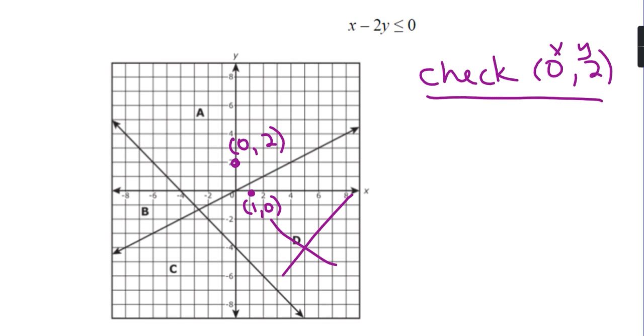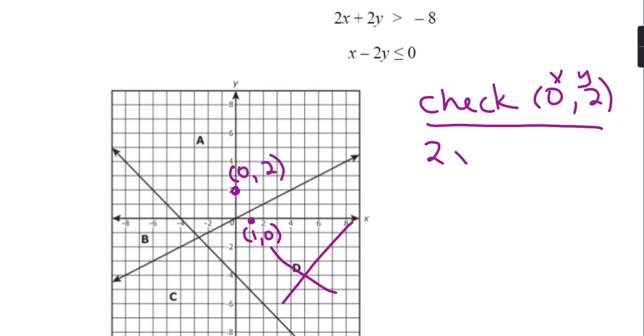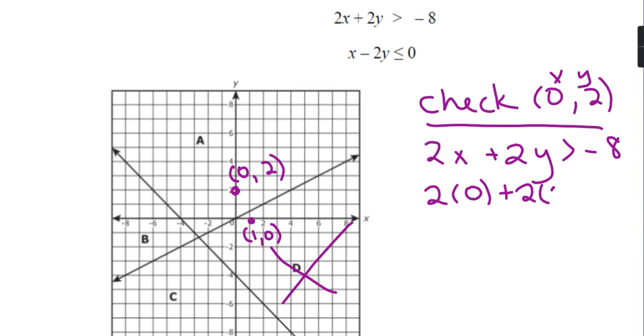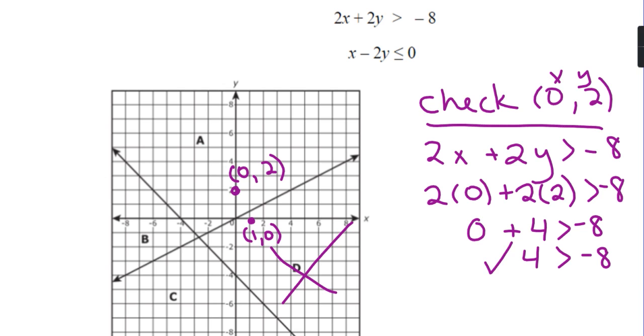And I'm going to take the first inequality, 2x plus 2y is greater than negative 8. And once again, I'm substituting. For x I have 0, and for y, I have 2. And let me see if I get something true. I get 0 plus 2 times 2 is 4. 0 plus 4 is 4. So I see 4 is greater than negative 8. Yes, that's true. A positive number is definitely greater than a negative number.